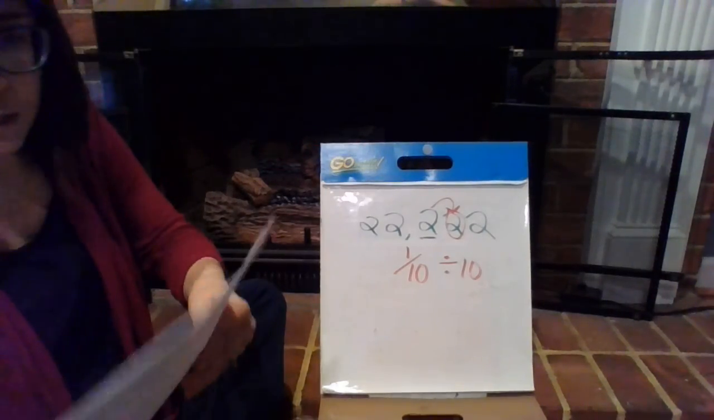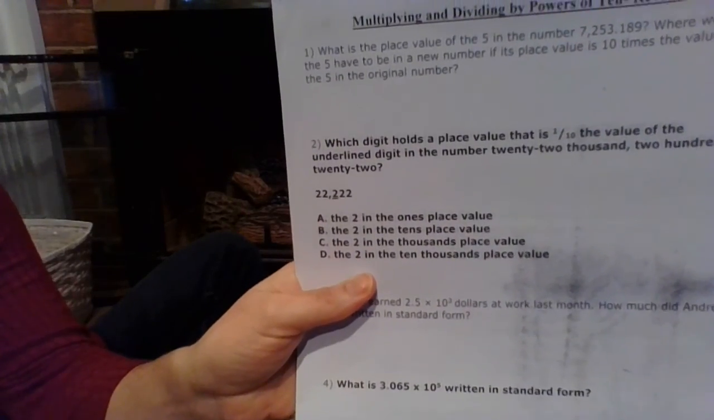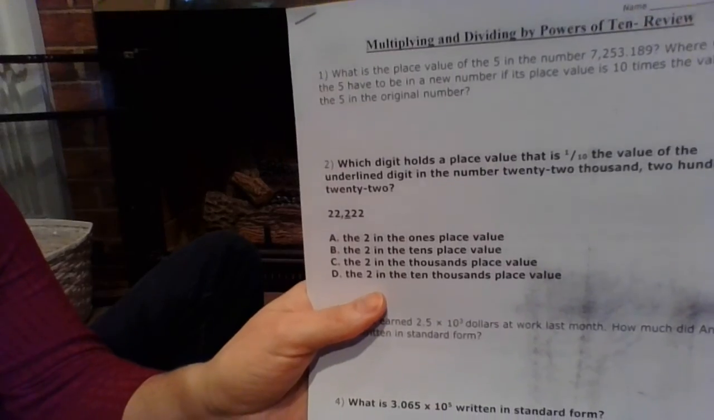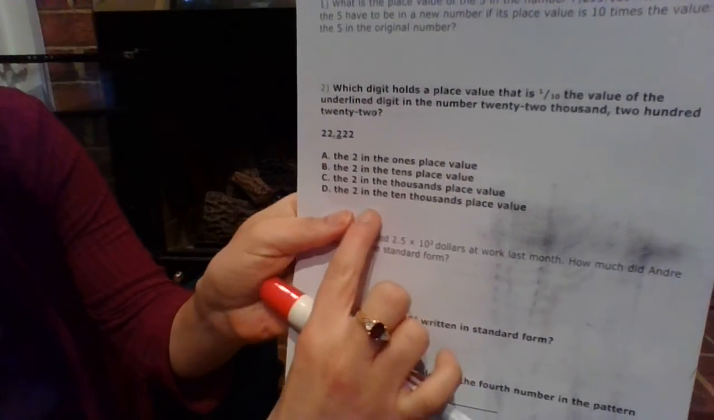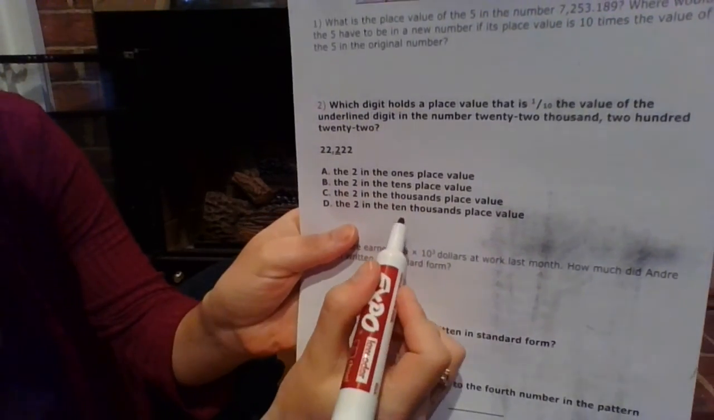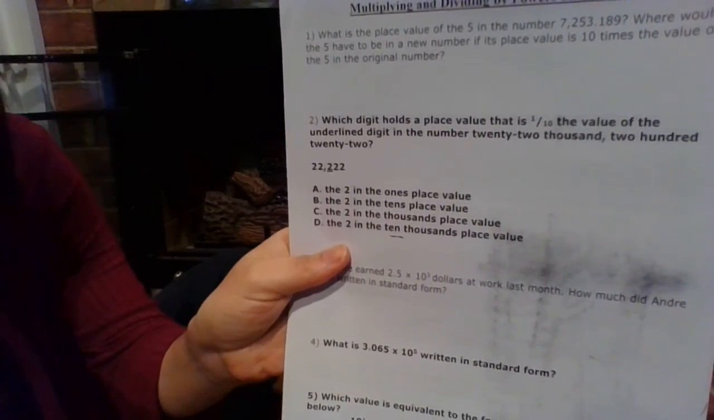And if you had this question on a quiz or anything, that's exactly what the answer choices look like. And so it would be the 2 in the tens place, or answer choice B. Be careful because they're probably trying to trick you with D because it says the 2 in the 10,000s place. So if you were just reading quickly and saw 10, you might accidentally choose the wrong answer. So just be careful on questions like that.